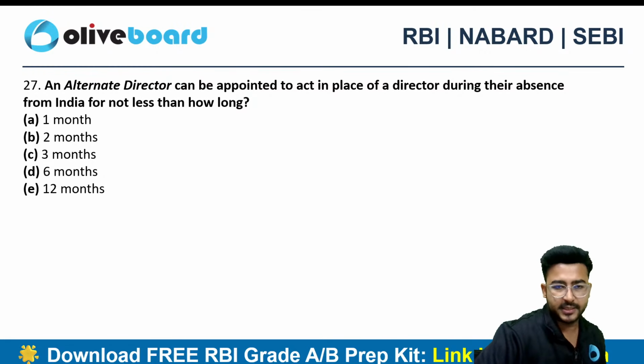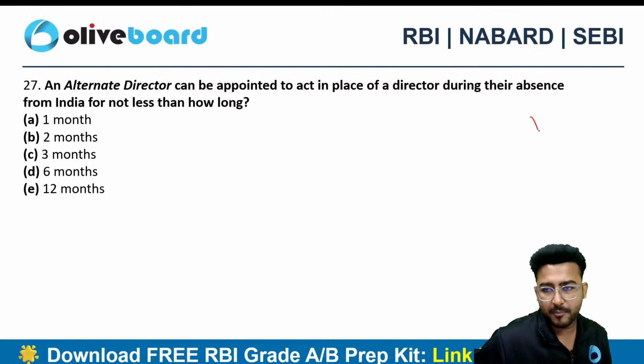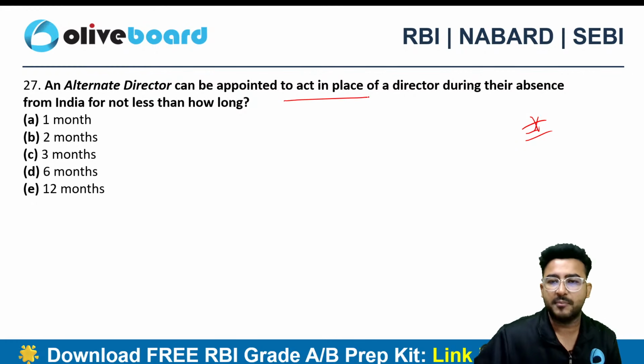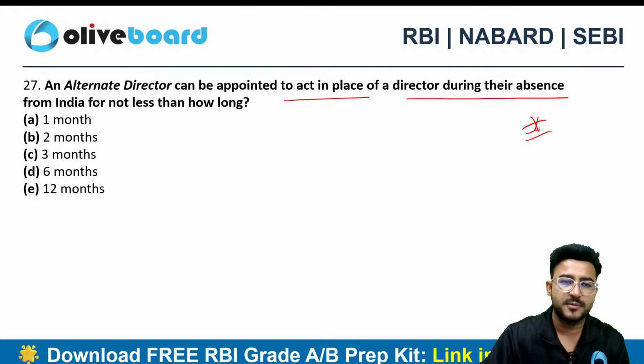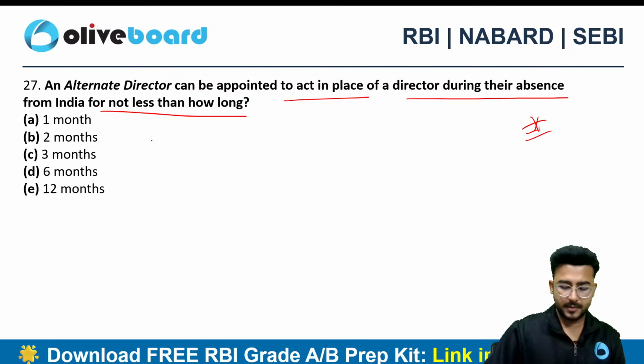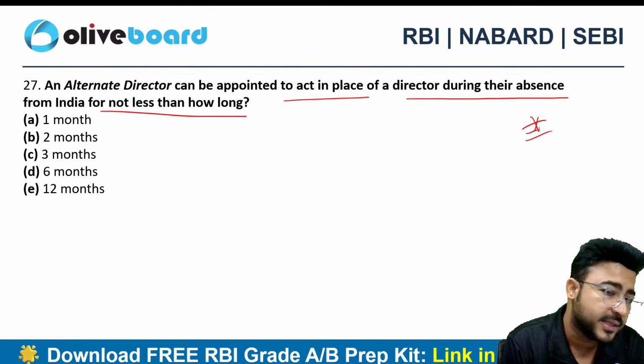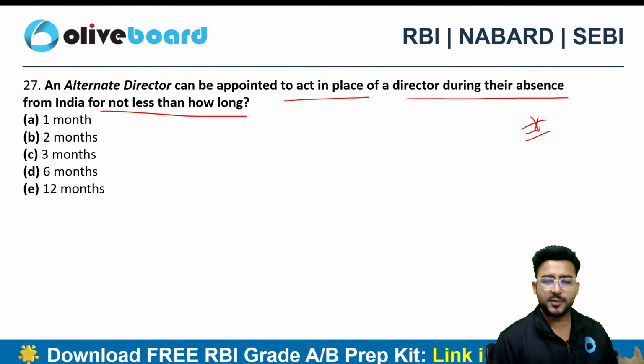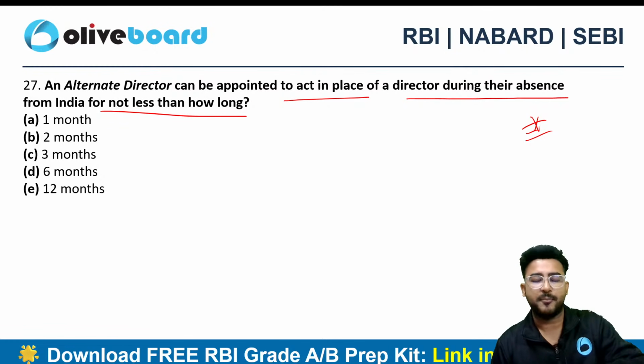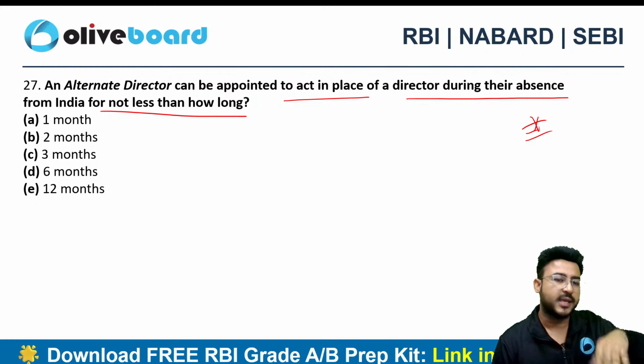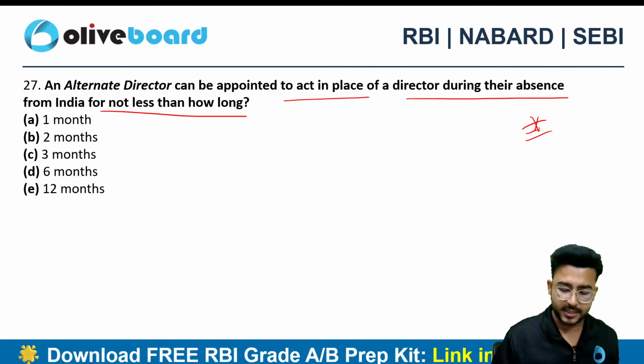An alternate director. Now this is important. An alternate director can be appointed to act in place of a director during the absence from India for not less than how long? 1 month, 2 months, 3 months, 6 months or 12 months. Let's suppose I'm going out of India. Now the company can appoint an alternate director who will be taking my place. But I need to go outside India for how many months at least?